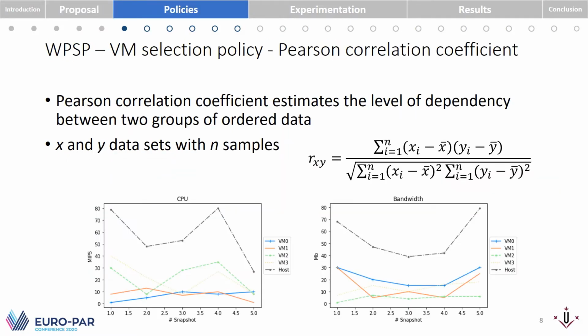Focusing on this, we present WPSP, based on the Pearson correlation coefficient. This helps the technique to know the degree of causality between two time series, in our case the relation between each VM and their host. In the images, we can observe an example of the data used to obtain the correlation. For each VM, its CPU and network usage is compared with its host, obtaining a value between -1 and 1, where -1 indicates inverse correlation, 0 no correlation, and 1 direct correlation.